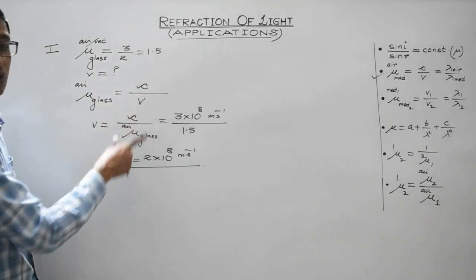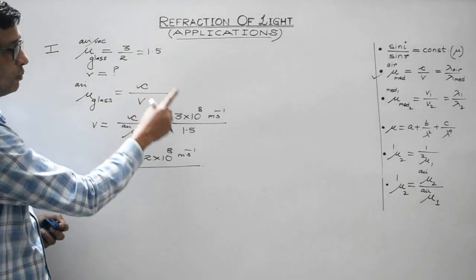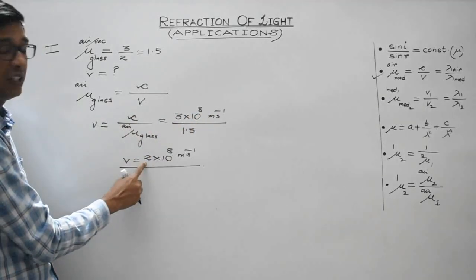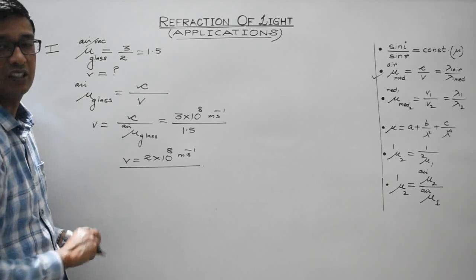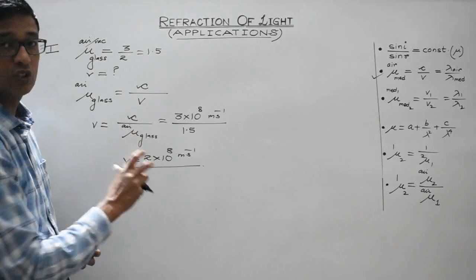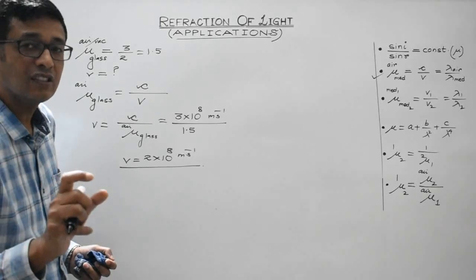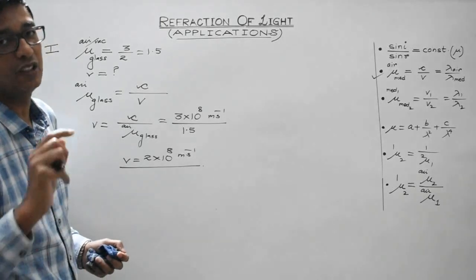One thing to be noted down is that in air or vacuum the speed of light is 3 into 10 raised to 8 meter per second, while in glass the speed has reduced to 2 into 10 raised to 8 meter per second. So this numerical authenticates the very fact that the speed of light decreases when it enters a denser medium.